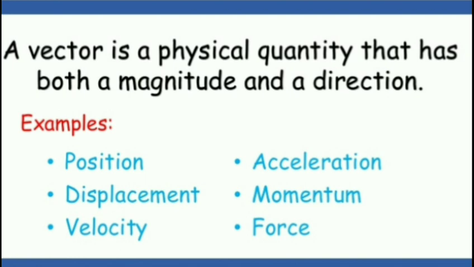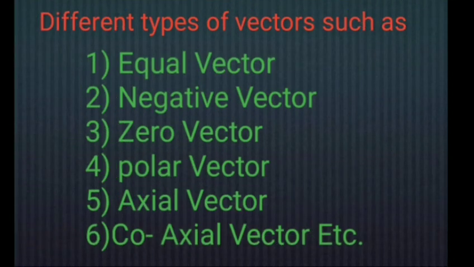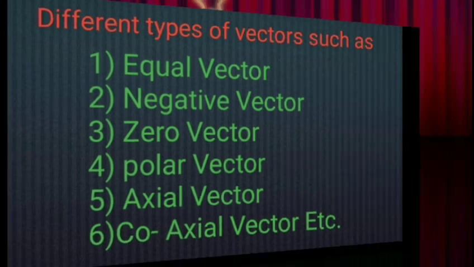A vector is a physical quantity that has both a magnitude and a direction. Examples: position, displacement, velocity, acceleration, momentum, force. Different types of vectors are equal vector, negative vector, zero vector, polar vector, axial vector, coaxial vector, etc.